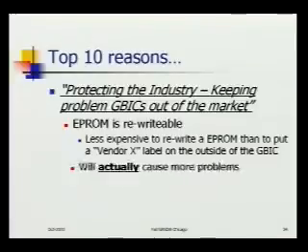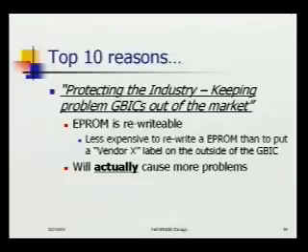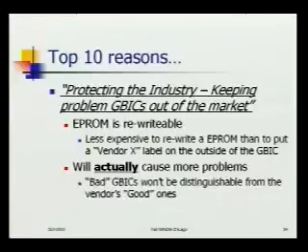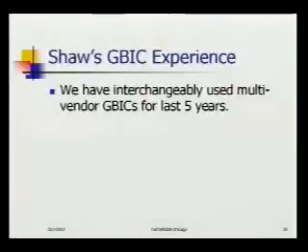So I don't see how this is actually going to keep the problem GBICs out of the market. I see this creating more problems in the market. Because right now, at least you can tell where the GBIC came from. But if they force these unscrupulous GBIC manufacturers, wherever they are out there, to go down the process of rewriting the EEPROMs, then you won't be able to tell a good one from a bad one, because the EEPROM will look exactly the same. So what has been our experience?